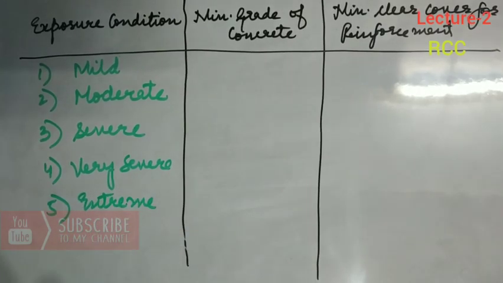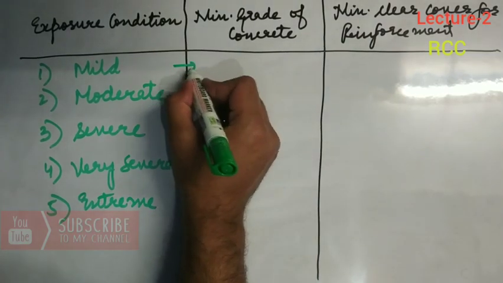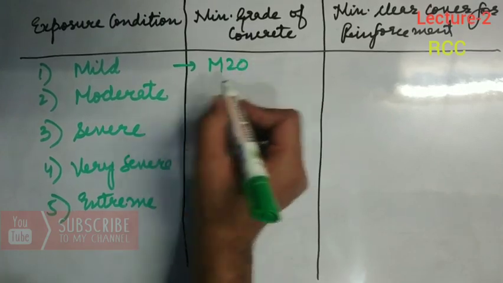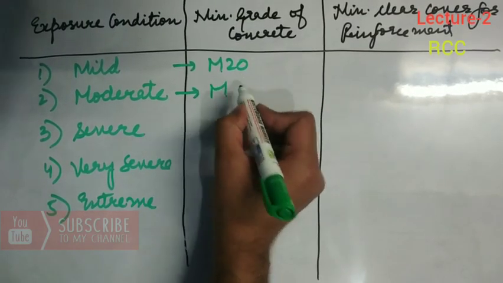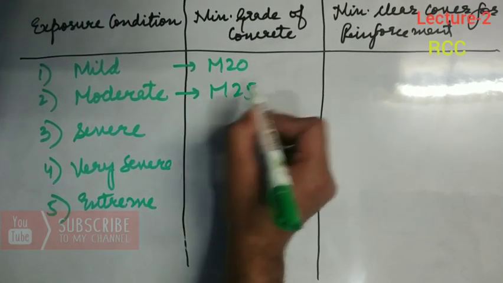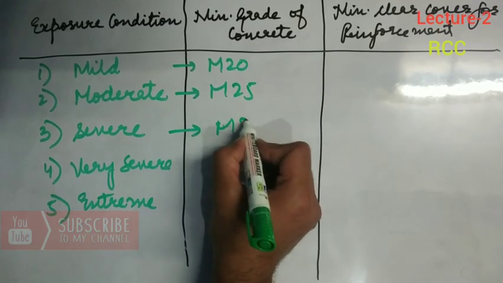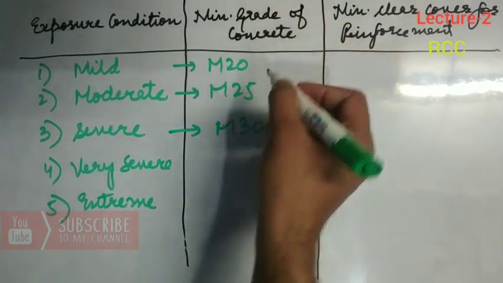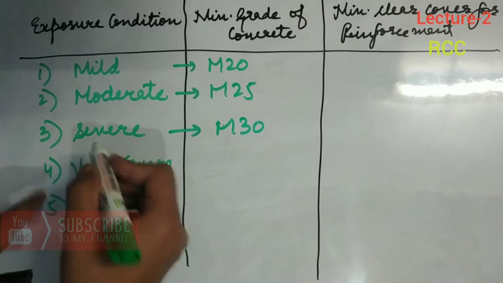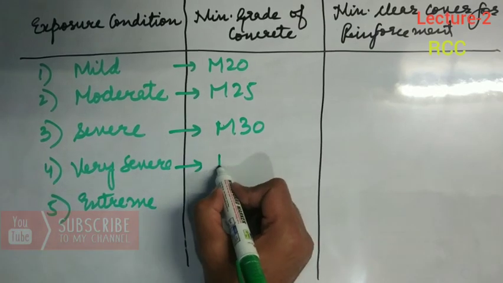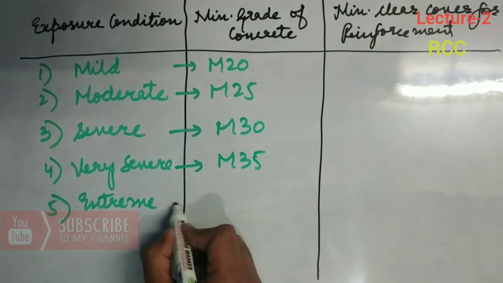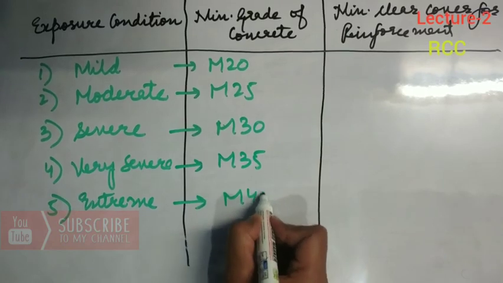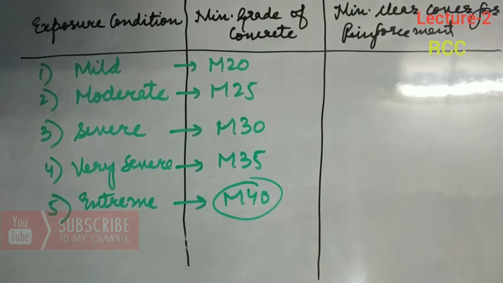I also told you the minimum grade of concrete for each exposure condition. For mild it was M20. For moderate it is M25. For severe it is M30. These are minimum grades of concrete corresponding to these exposure conditions. For very severe it is M35, and for extreme condition it is M40, that is minimum grade.